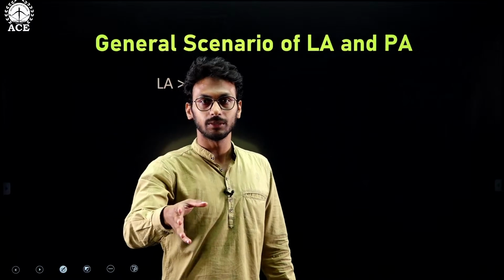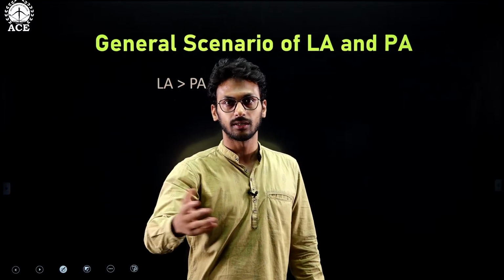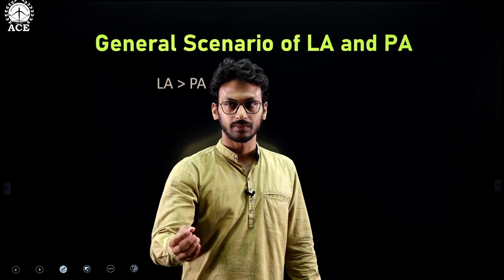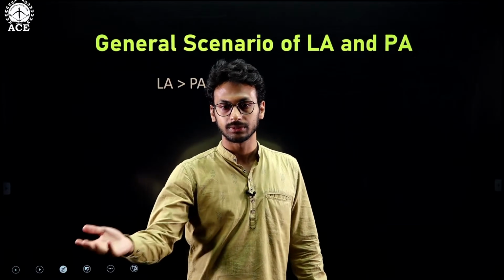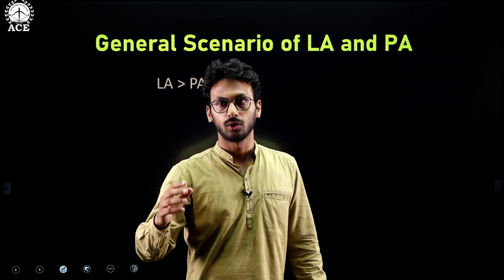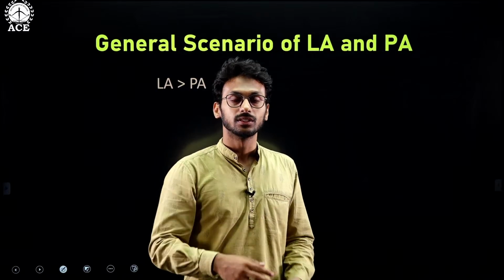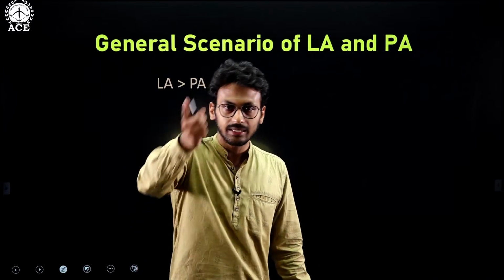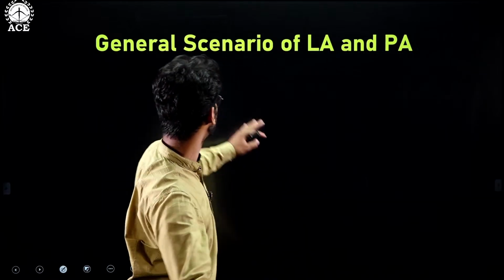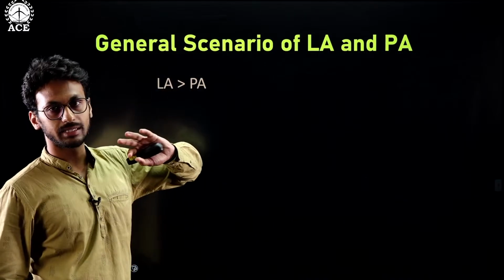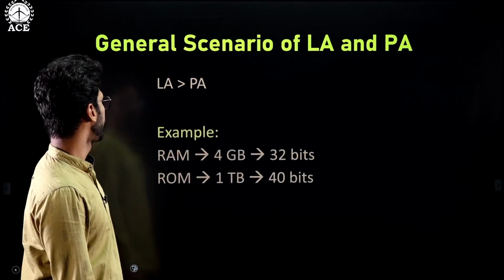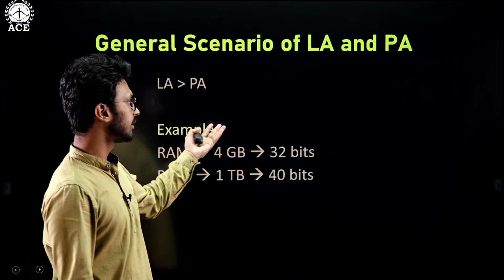Your secondary memory will be much bigger than your RAM, isn't it? If your RAM is, let's say, 8 GB, most probably your secondary memory will be around maybe 1 TB. Obviously 1 TB is greater than 8 GB. That is why logical address space is greater than physical address space, and logical address is also greater than physical address. This is the general scenario.